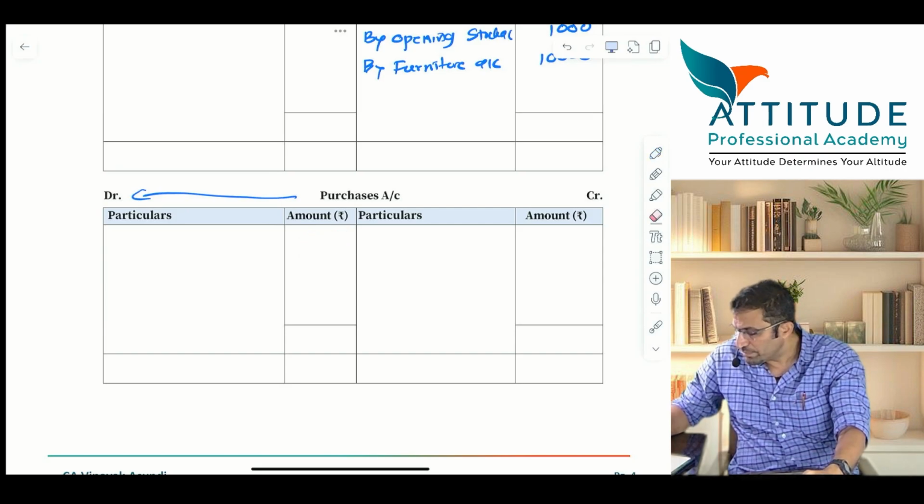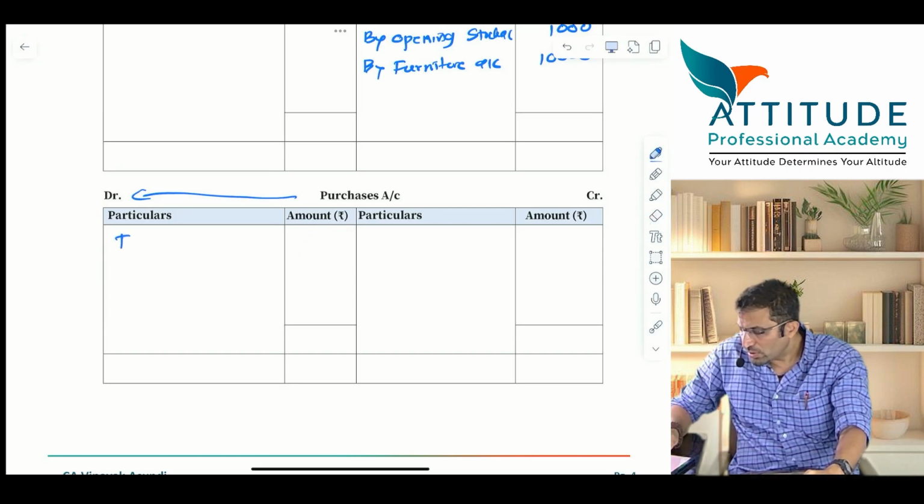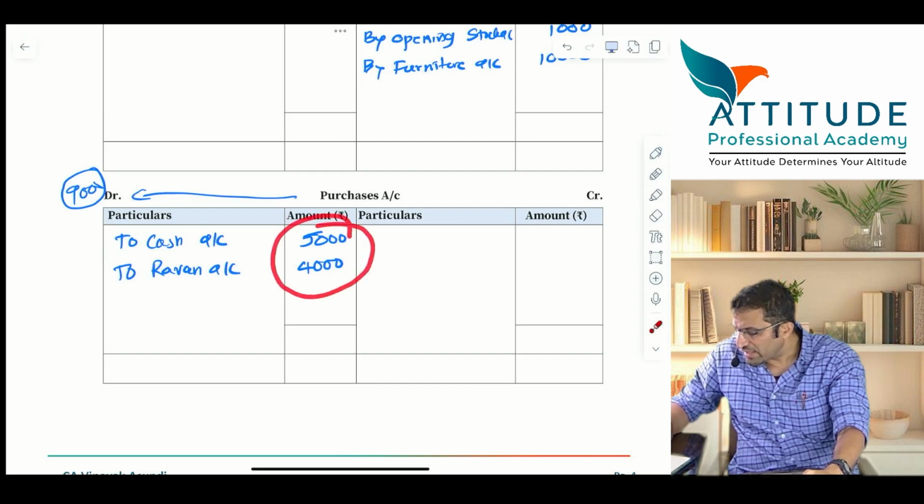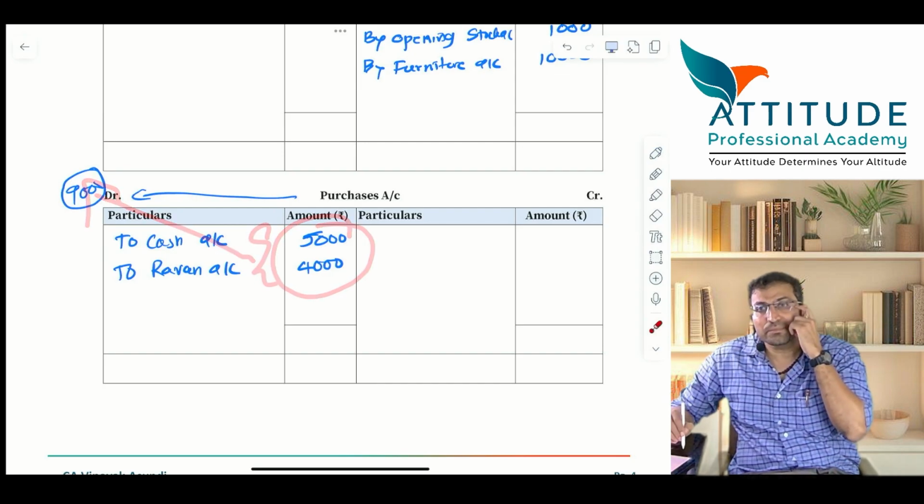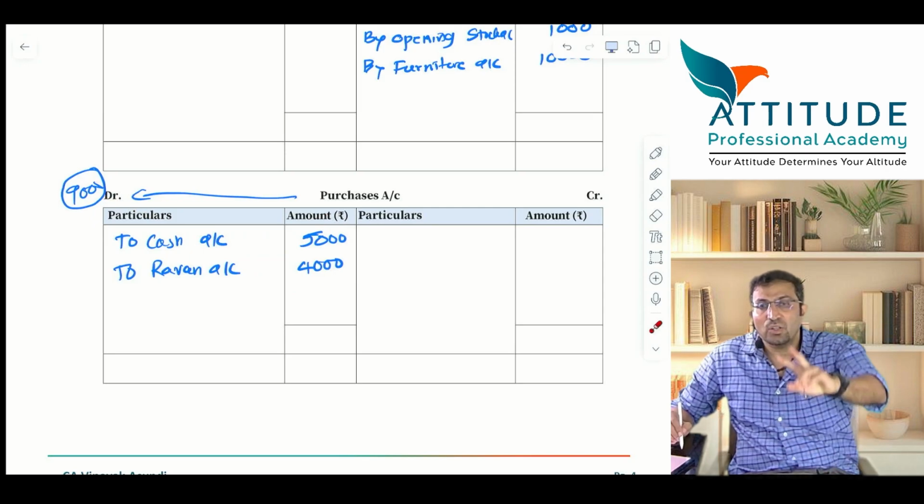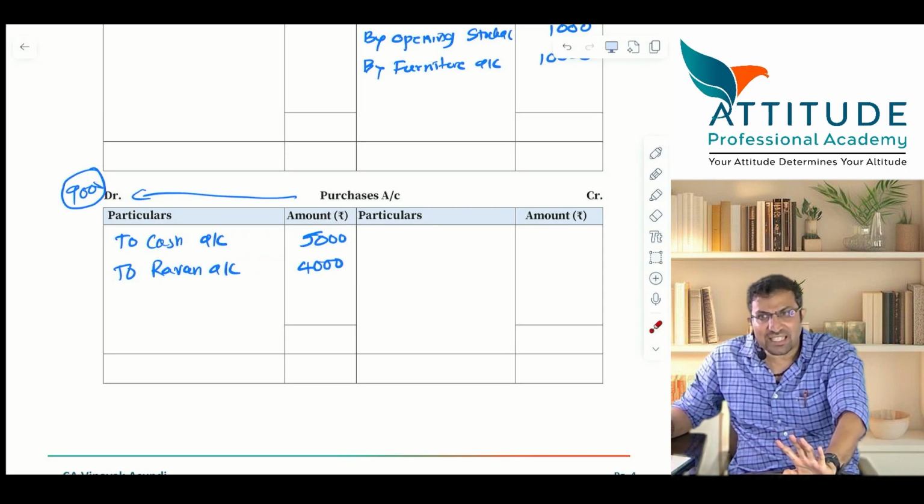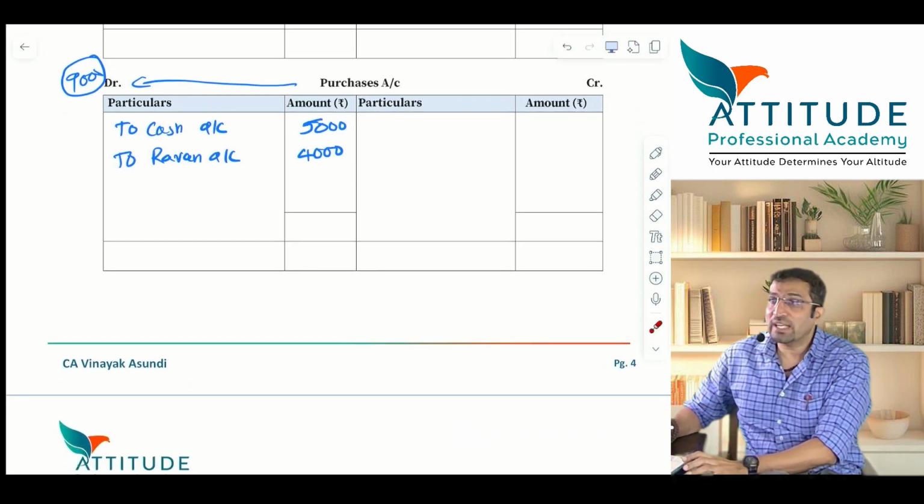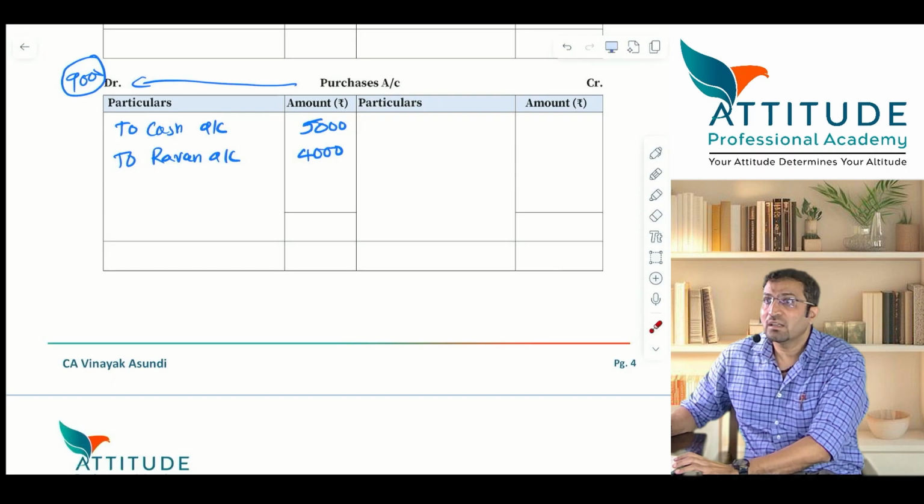So what should I do? To cash account. How much? 5,000. And to Ravan account. How much? Now tell me, effectively is it not 9,000 debit? Please tell me here, effectively it is 9,000 debit. Is that clear? Now, in that journal entry, I have just taken only purchase account. Is that clear? Did you understand?